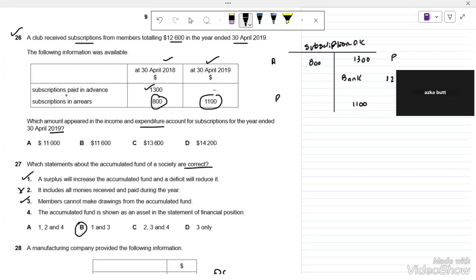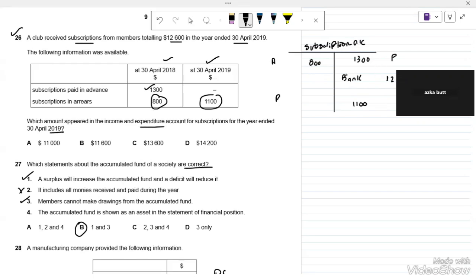And we have some subscription paid in advance, which means prepaid income, at year start, which is 1300. So we should write it here. And we have a subscription in arrears at the year end, which is 1100, so we will write it here as accrued income. We have received 12,600 during the year, so we make the entry: subscription account credit because this is an income account, and bank would be debit.